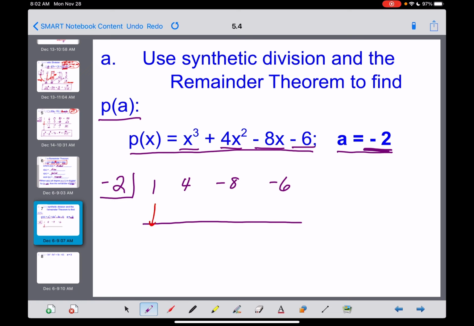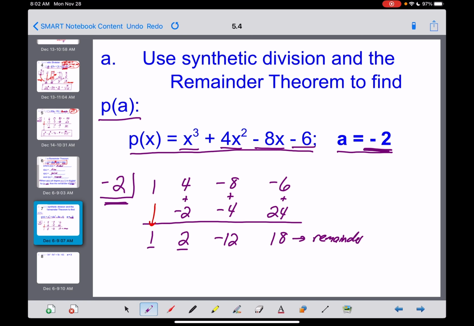A little bit more practice with synthetic division. Bring the 1 straight down. And now we multiply. -2 times 1 is -2. Let's add those two together. 4 and -2 is 2. Let's keep multiplying. -2 times 2 is -4. Let's add those two together, and that gets us a -12. -2 times -12 is a positive 24. We add the -6 plus the 24, and that gets us 18. That number there is our remainder.